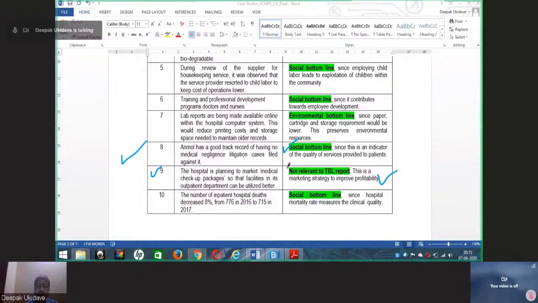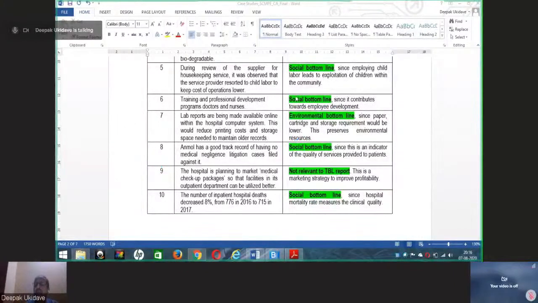And the last one: the number of inpatient hospital deaths decreased 8% from 776 in 2016 to 715 in 2017. Reduction in the deaths of the patient is a good sign. That is again catering to patients. So it is social bottom line. Since the hospital mortality rate has come down, and mortality rate measures the clinical quality, right? If you are able to reduce this particular death rate in any hospital, then that talks about good clinical quality, good hygiene quality, the treatment which is given to the patients, and therefore it caters to, once again, the patients. So it is a social bottom line.